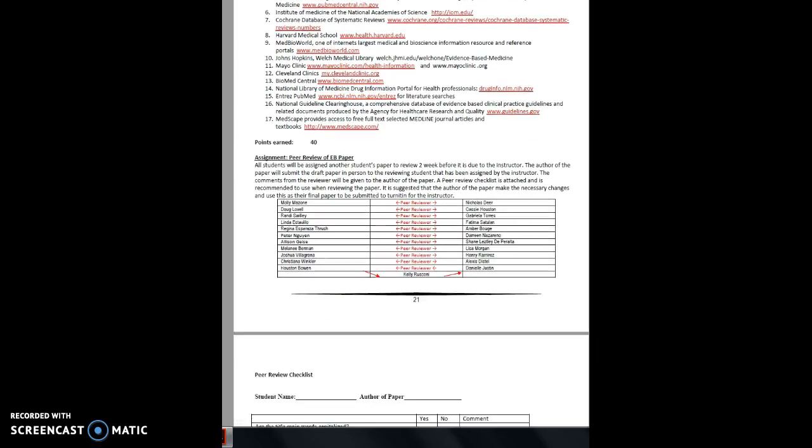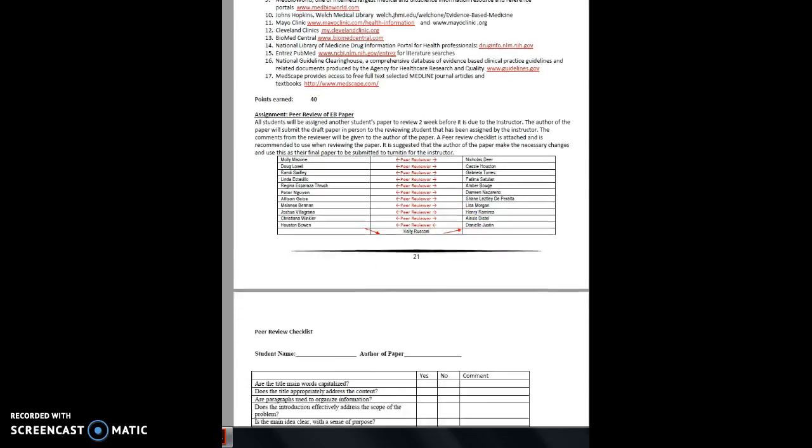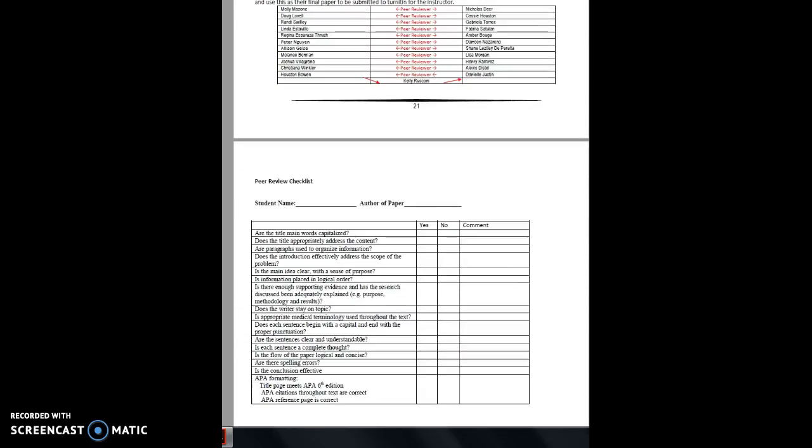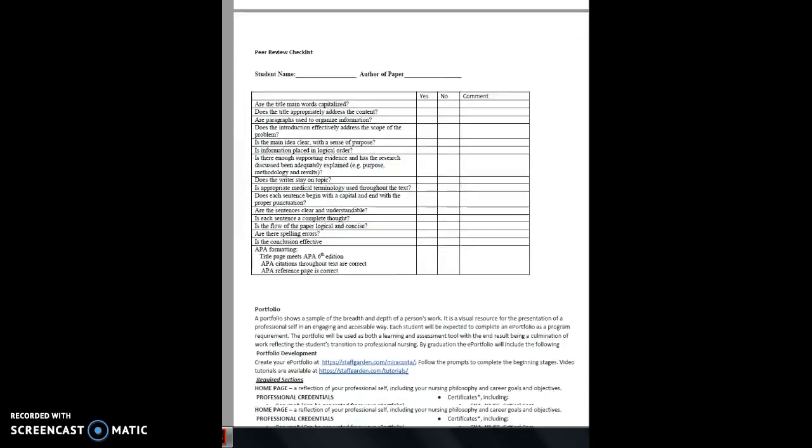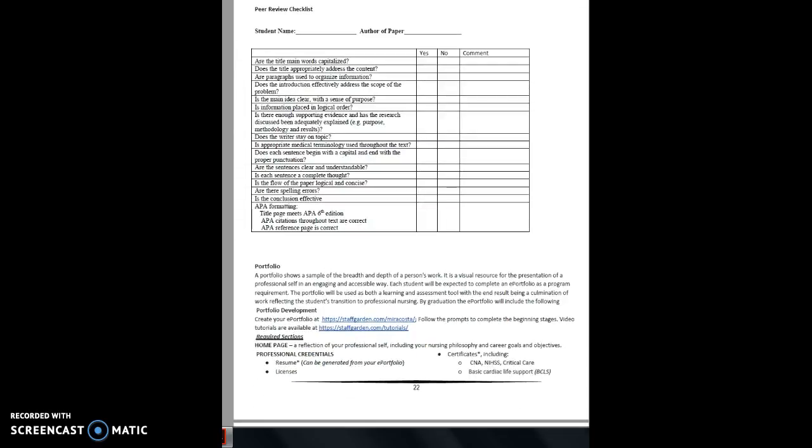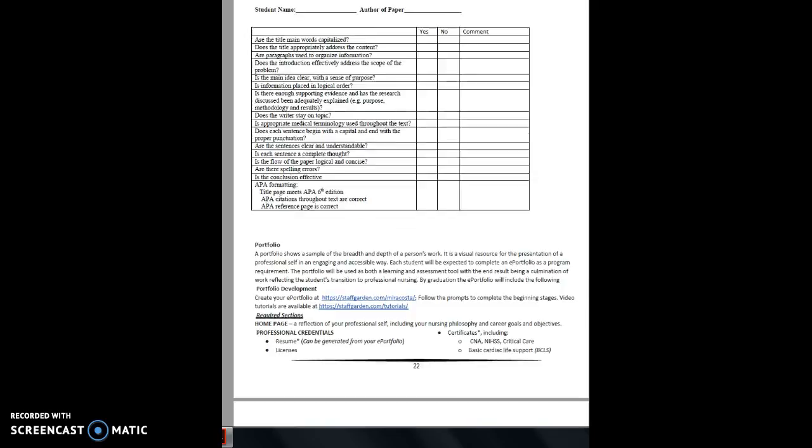Prior to handing the paper in to me, you are going to peer review it. So here are your peer review partners, and then the 3 at the bottom, Houston, Kelly, and Danielle. You're going to do a 3-way swap. Here is the checklist for your peer paper, and that's just going to help you get that paper just awesome by the time it gets to me for grading.